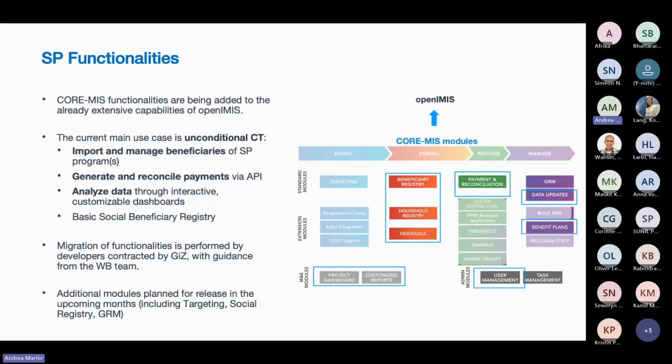Because the modules are several, we had to prioritize. And what we thought was the most urgent use case was to have the functionalities to support the unconditional cash transfer. CT stands for cash transfer. So the ones highlighted in a box are basically the beneficiary and household registry, which allow to import and manage beneficiaries of social protection programs. The upload can be performed with an Excel file.